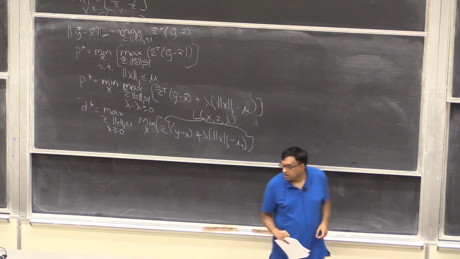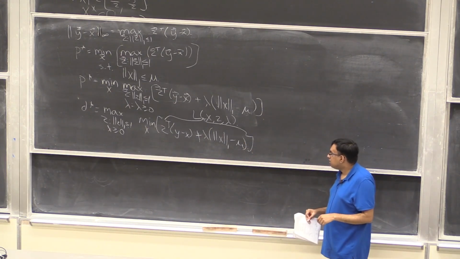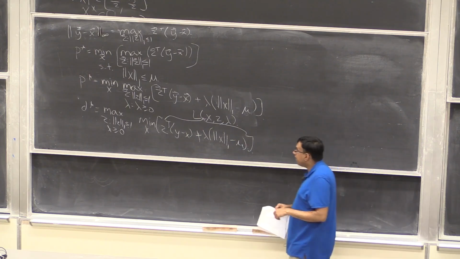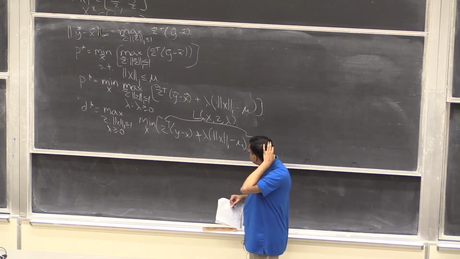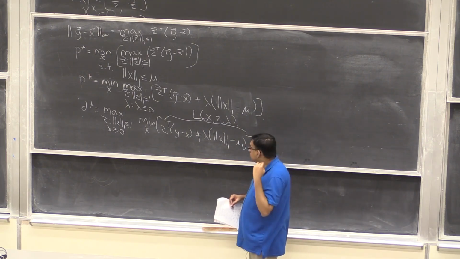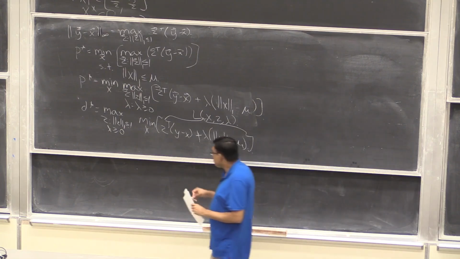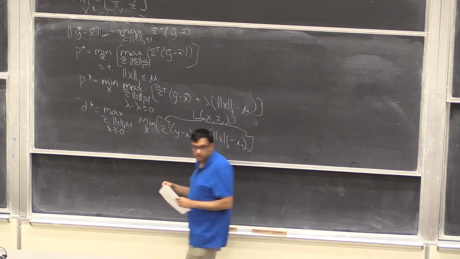Can you explain what happened to the max in the p star? In the p star, you have min over x, max over z and lambda. And then in d star, you have max over z, and you just flip the two? Yes, that's the definition of the dual problem.